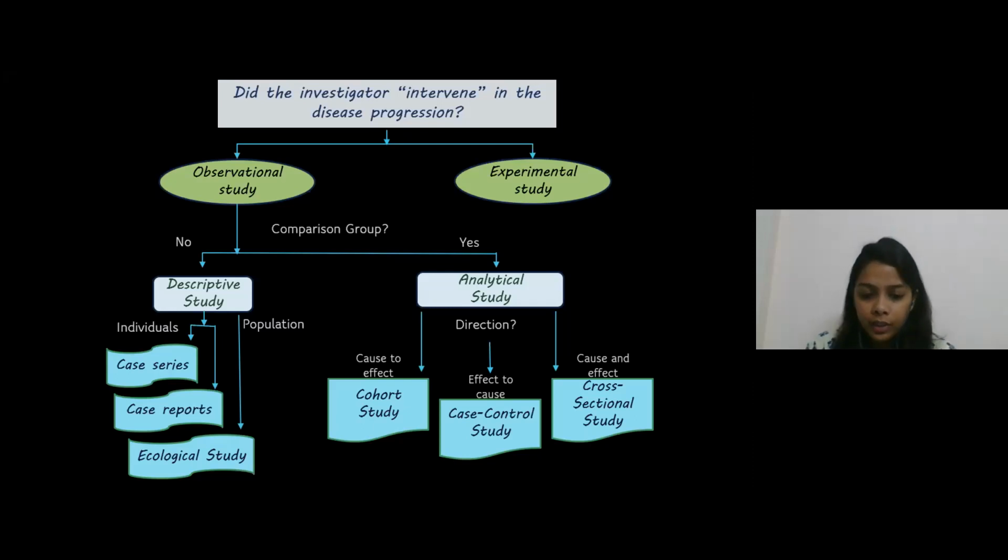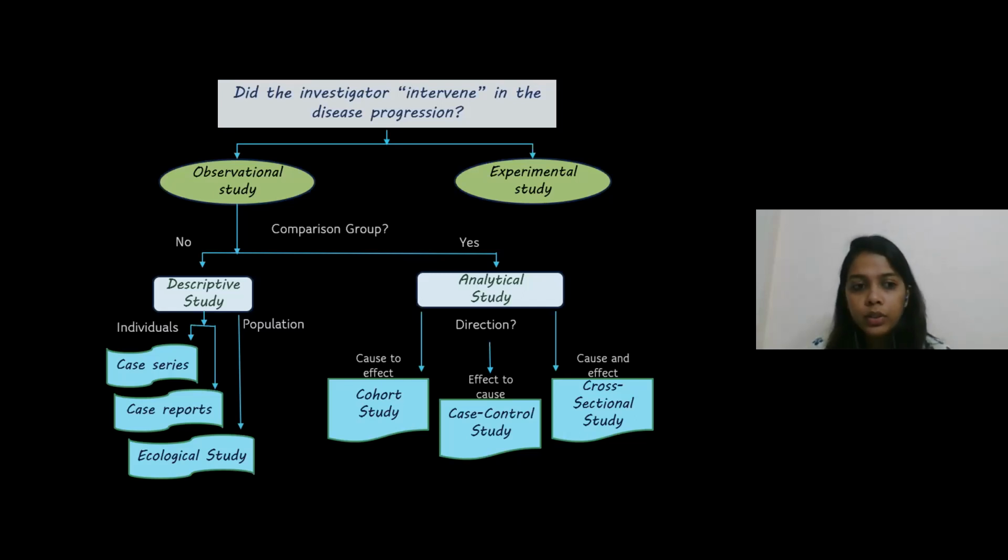Now, for anything to occur, there's always a cause. So if you're trying to identify what the cause is and then check to see what effect the cause has, the most appropriate design you would choose would be a cohort study. Now, if you already have an effect, but you want to go back and see what caused this to happen, then your choice of study would be a case control study.